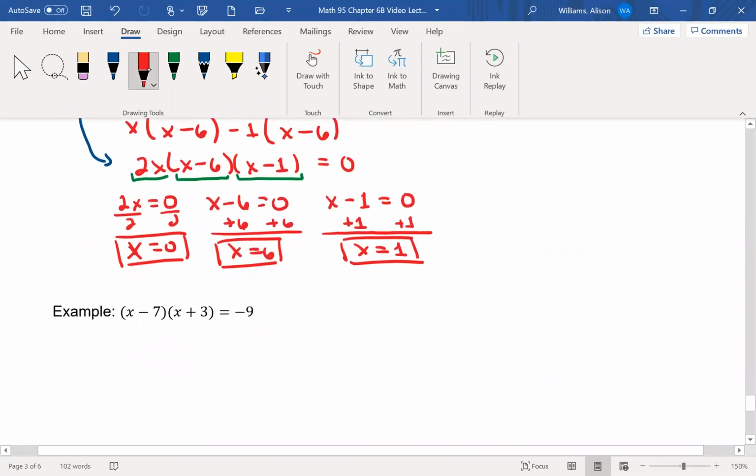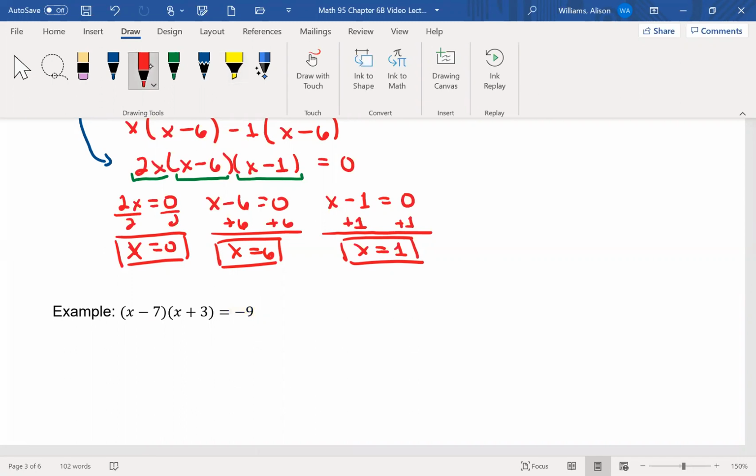Okay, so for this last example, it's already factored. However, it's not equal to 0. And in order for the 0 product rule to work, it has to be equal to 0. It literally has 0 in the title. So it being equal to negative 9 isn't going to work. Therefore, we actually have to multiply this out.